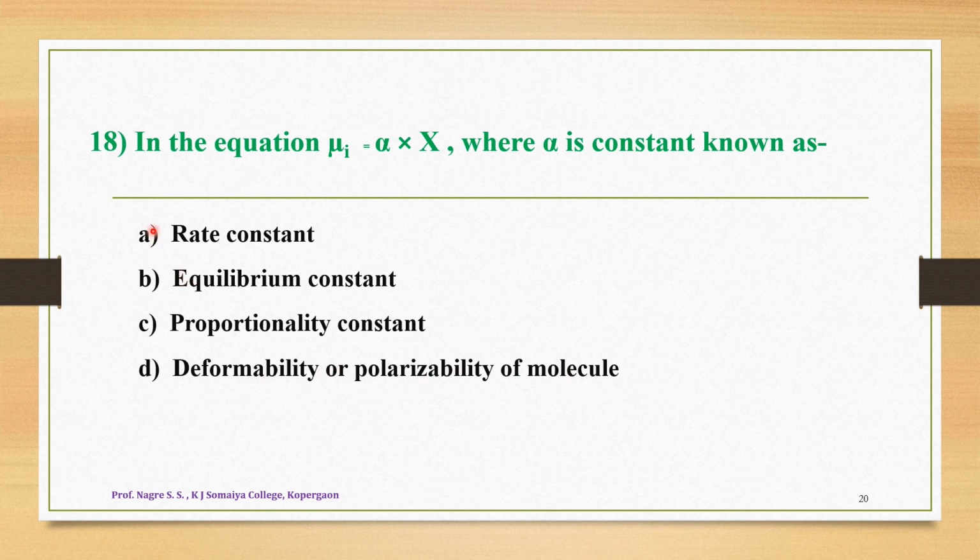Among these, options A and B are related to chemical kinetics, in which we study the rate of a chemical reaction. So these A and B options we have to neglect. The remaining two options, C and D, are candidates for the correct answer. Among C and D, the correct answer for this particular question is option D, that is, this alpha is nothing but the deformability or polarizability of the molecule. This is question number 18.